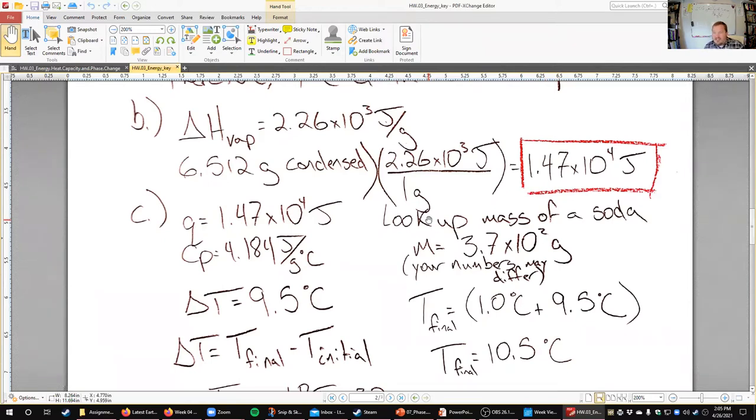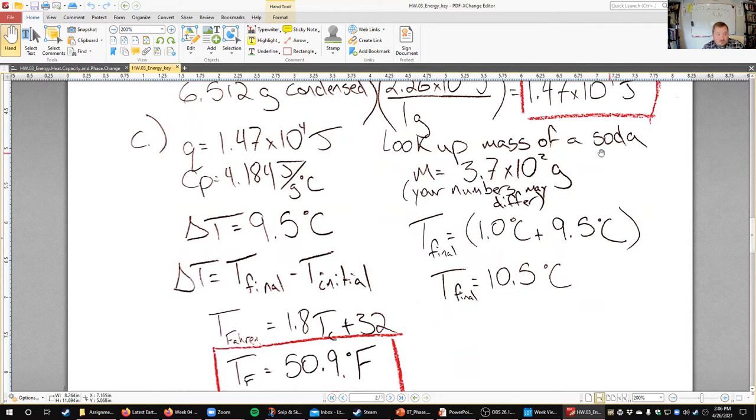Or you can even just ballpark it. I think it's about a quarter of a pound, which is not all that close of an answer, but it still would be something that you could plug in and get an answer here. And that might mean your final temperature would be different if you used a different number for your mass. But that's fine, as long as you make a note of any assumptions like that you're making. I don't know what the mass of a soda is, so I'm going to look it up. And then you say mass equals this.